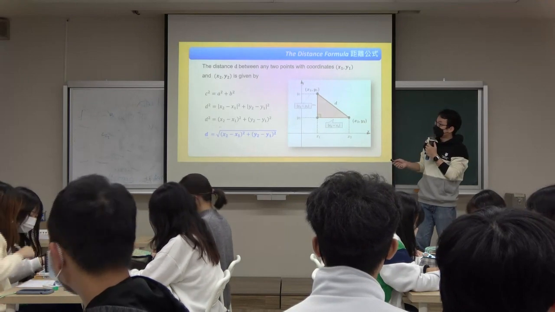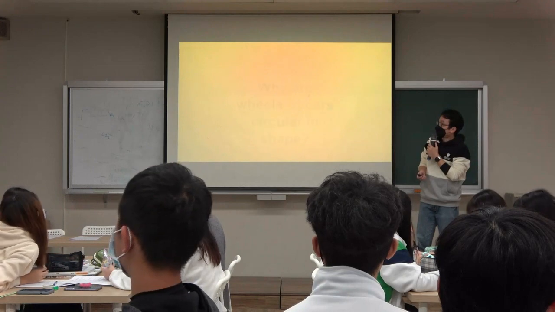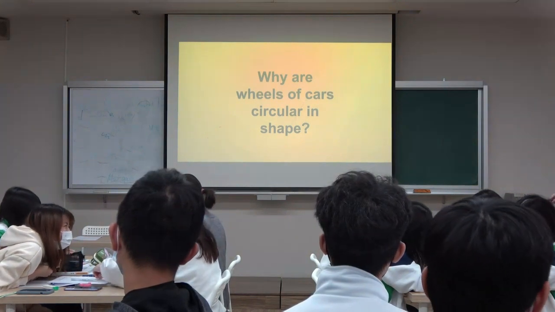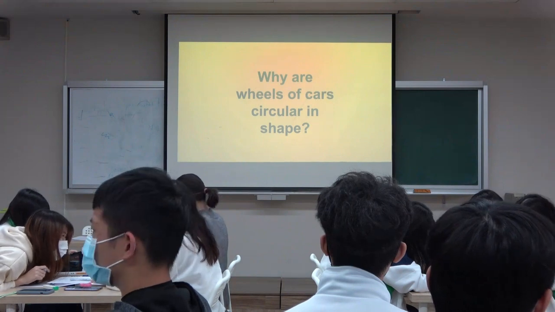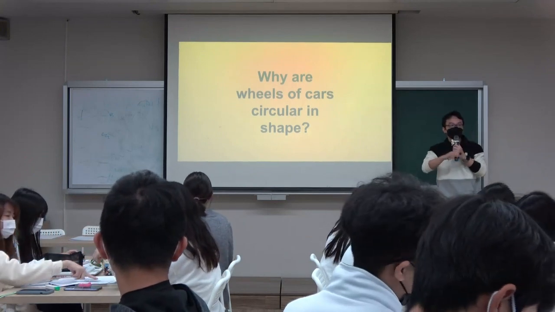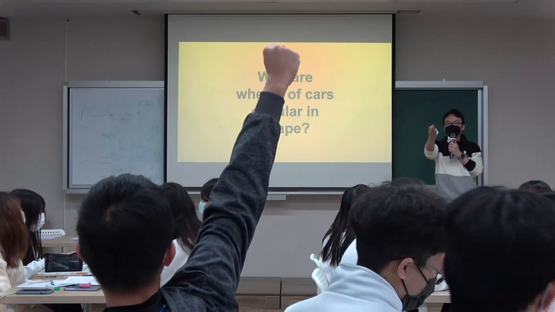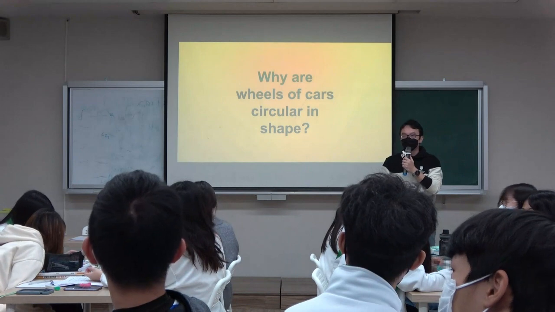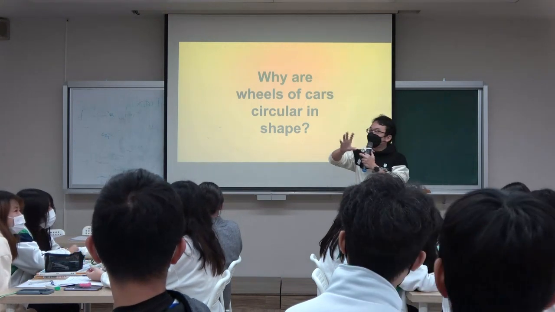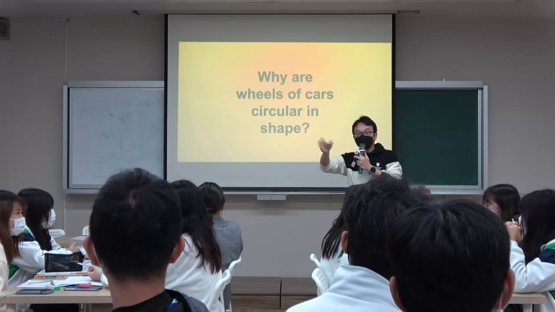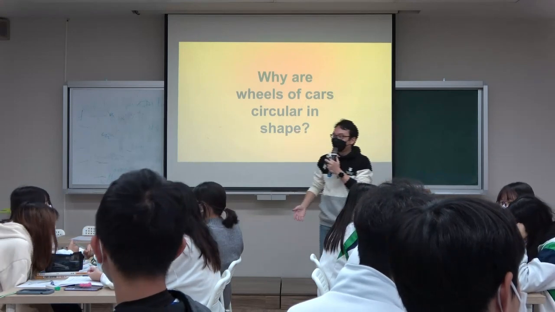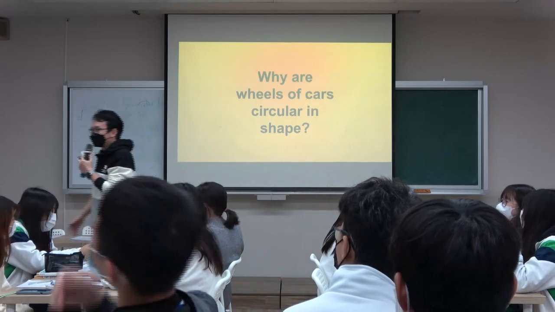So 这个跟我们今天的主题有什么相关性呢？Okay, here's a question. Why are wheels of cars circular in shape? Why? 为什么车子的轮胎是圆形的，而不用其他形状？不，good. He can roll and can move. If you have a square wheel, it also can roll and move. It's not safe. It's not safe. Alright, okay. Oh, too hard.